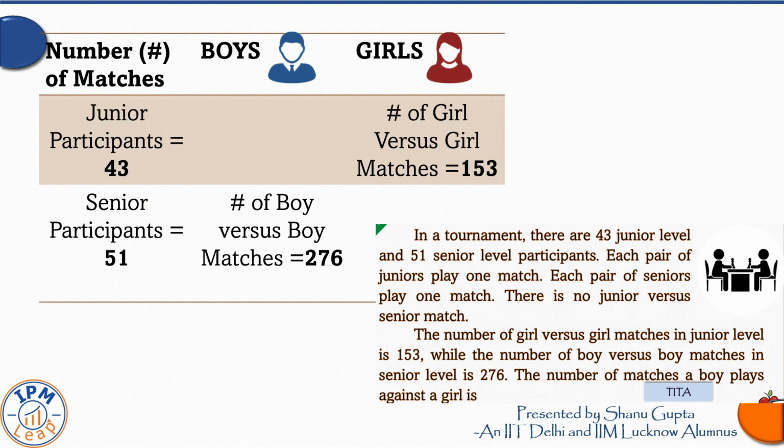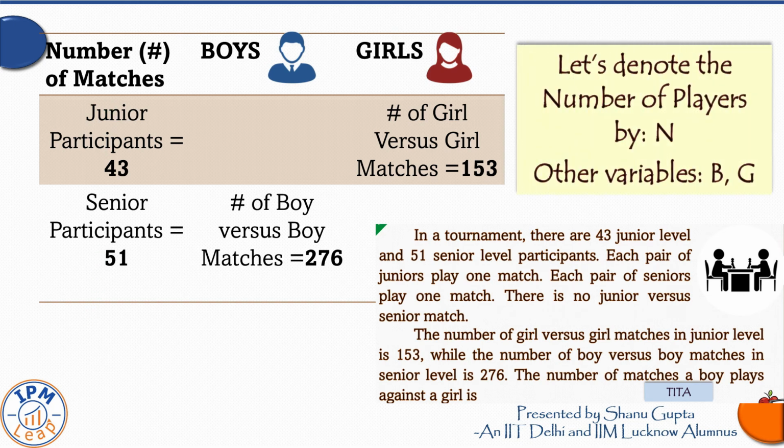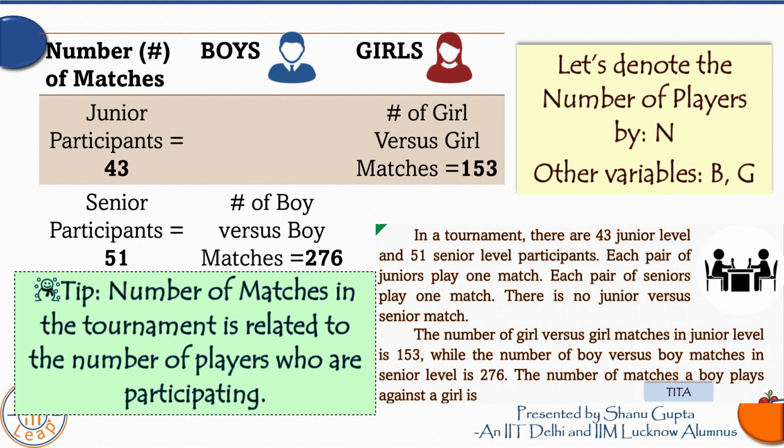First things first, we must quickly tabulate the given data. So in this tournament, the question talks about some number of matches, boys versus boys, girls versus girls, senior, junior, and so on. So clearly, number of boys and number of girls is one dimension of this table. The other dimension would be seniors and juniors. This is how you would jot down important data of this table. Now a very important tip to solve this question is, we try to relate these two things. Number of matches in the tournament, we have to express in terms of the number of players who are participating. That will help us solve this question.